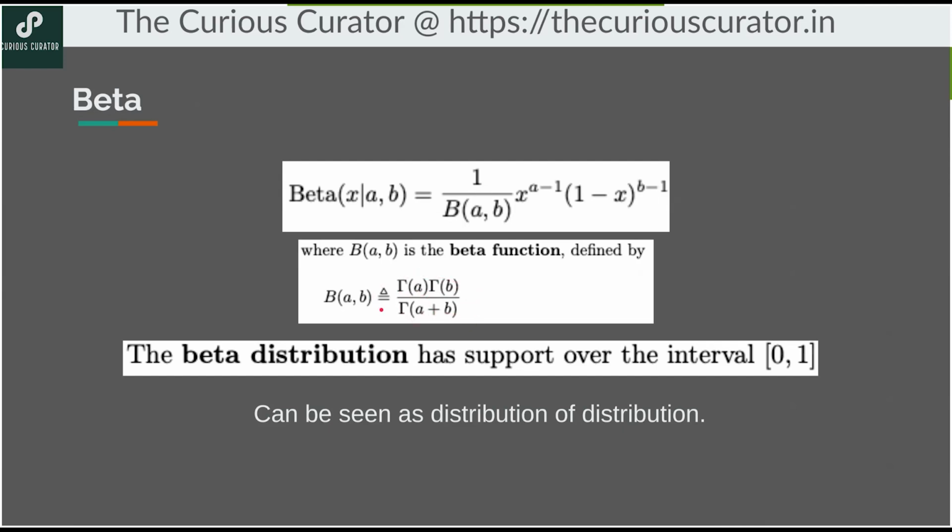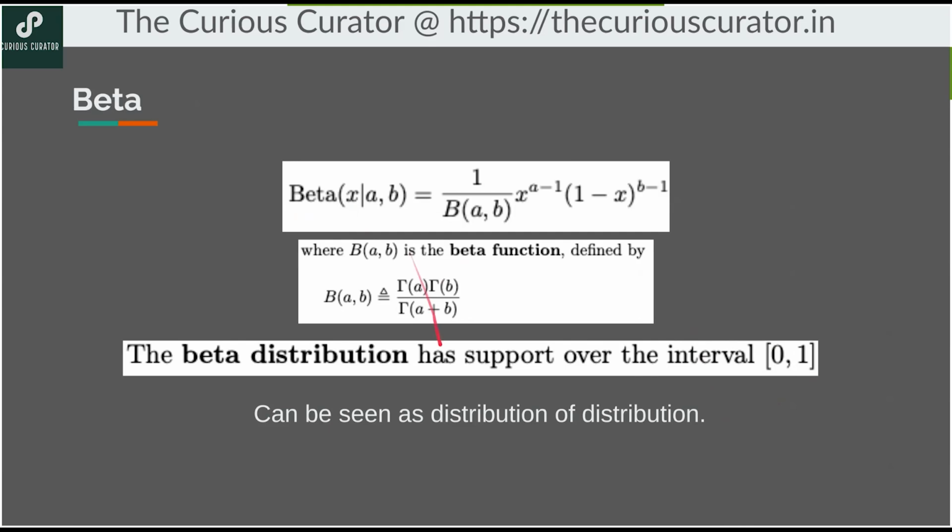And one thing about beta is that it has support over the interval 0 to 1, which means that this x has a constraint to be between 0 and 1. So if you want to model something which is between 0 and 1, you use beta distribution. What is the most common thing which is between 0 and 1? Probabilities, distributions. So if you want to model a distribution, you use beta distribution. If you have a one-dimensional distribution, then beta distribution is a perfect fit to model that.